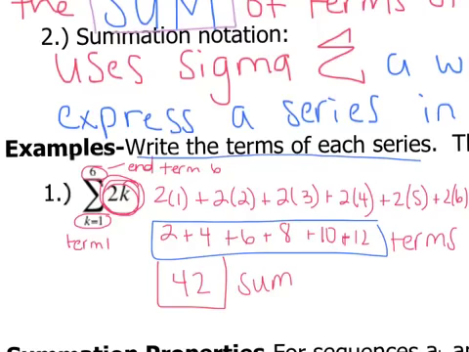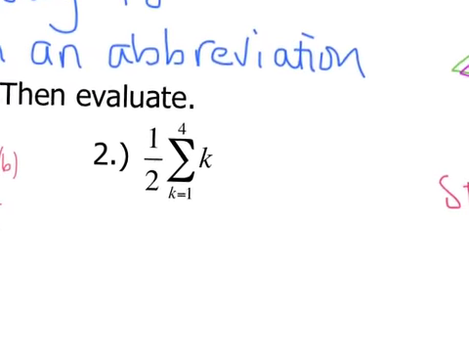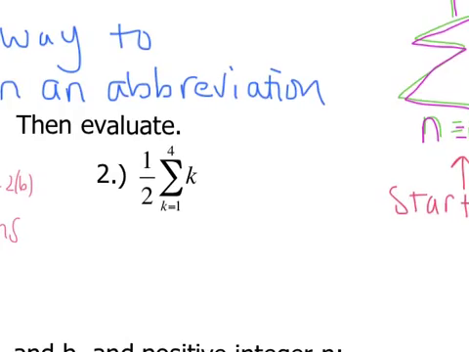Go ahead and look at the next example then. So here, what we have is, first of all, we'll start at term 1 again. We will finish or end at term 4. The explicit formula is just K. Which actually makes our lives kind of easy.